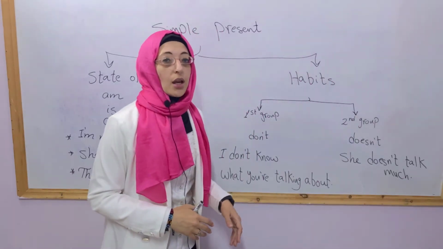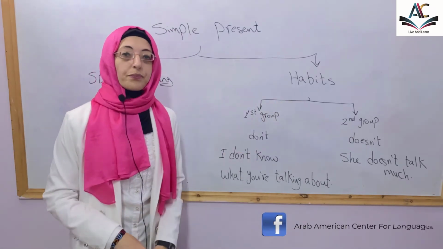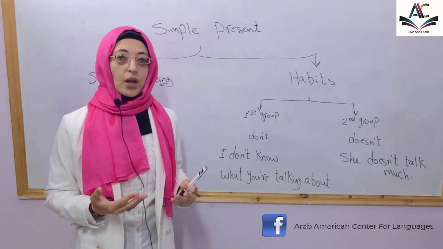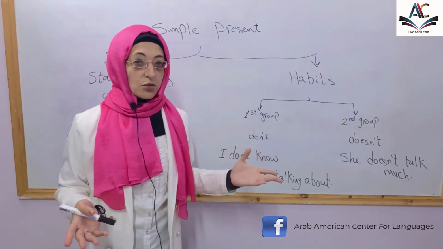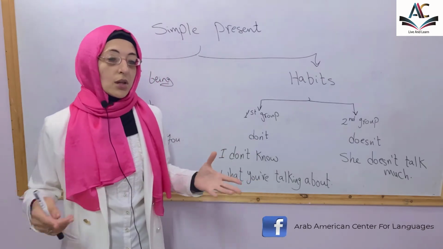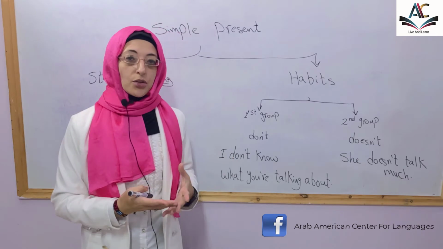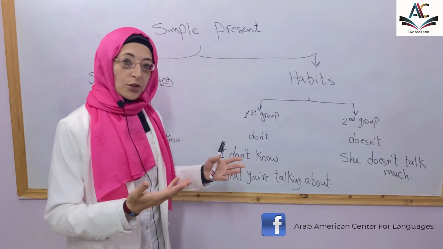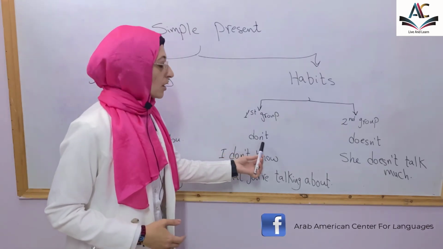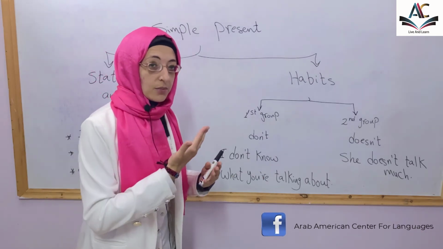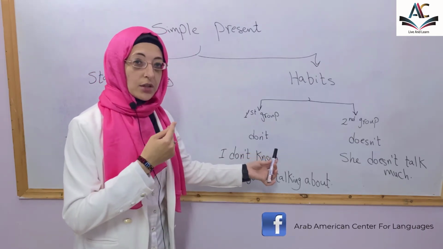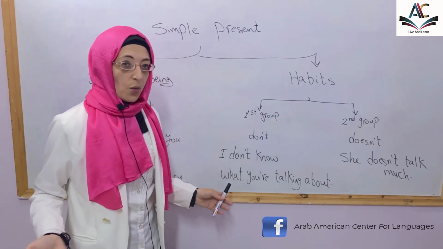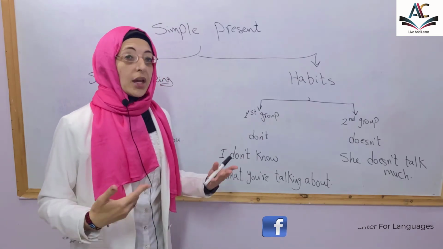Let's move on to the second part, and here we have the habits. I told you before that to talk about the habits in the simple present tense, you have to divide the pronouns into two groups. You have the first group, which contains I, you, we, and they, and the second group, he, she, and it, which is the singular group. So with the first group, I, you, we, and they, you use don't, and we say don't. We don't pronounce the letter T, so we say don't. Like, I don't know what you're talking about. I don't know. They don't eat pizza, and so on.